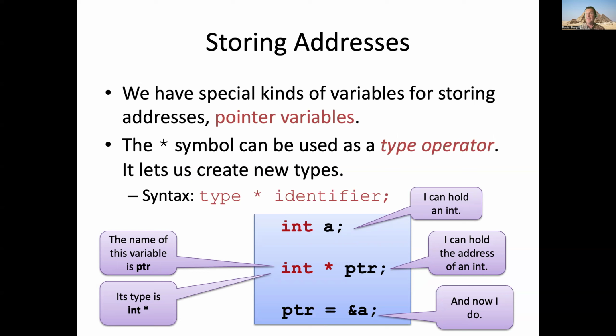And I would say that's a type operator. That's how you define a variable that can hold a reference to an array in Java. In C, star can do the job of a type operator for defining pointer types. This lets us make variables that can hold the addresses of other things.